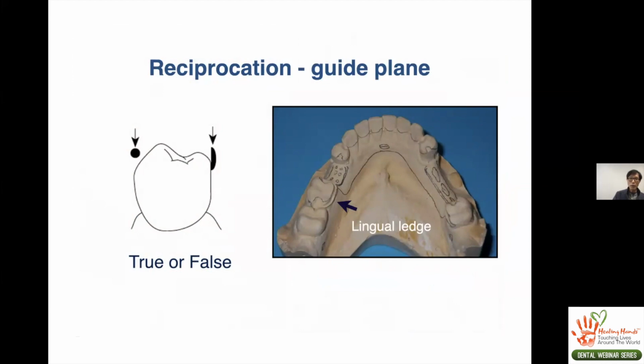And also, the guide plane should be above the height of contour, but most of the time, if you look at the lingual axial, it is more rounded, and the height of contour is very close to the occlusal aspect. If that's the case, we need to extend the proximal guide plane slightly toward the lingual, or sometimes we can even develop a latch on the lingual axial.